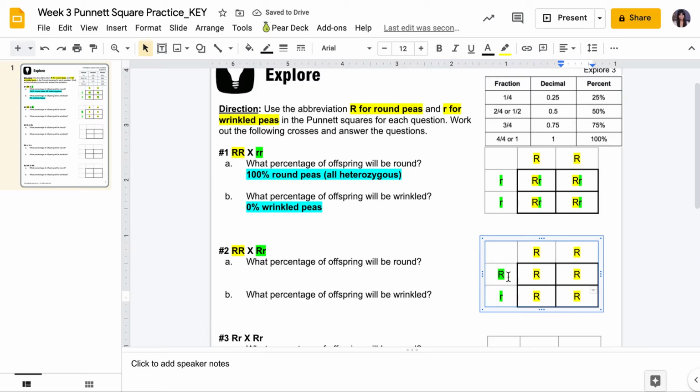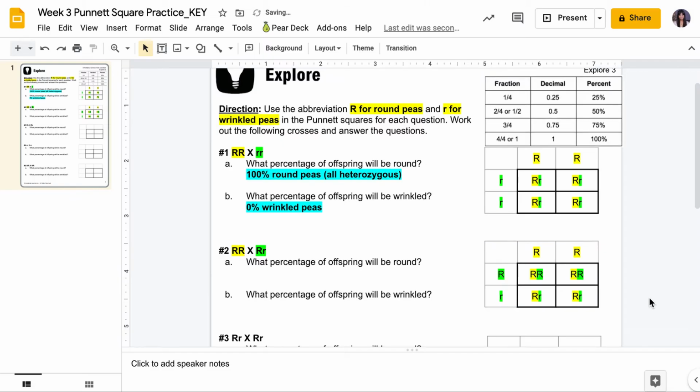How about on this side? This one goes horizontally, allele to the left and allele to the right. Same thing with the bottom. Allele to the left, allele to the right. What do you see for the offspring? Out of the 4 offspring, we see there are 2 out of 4 that are homozygous dominant. Another 2 are heterozygous.